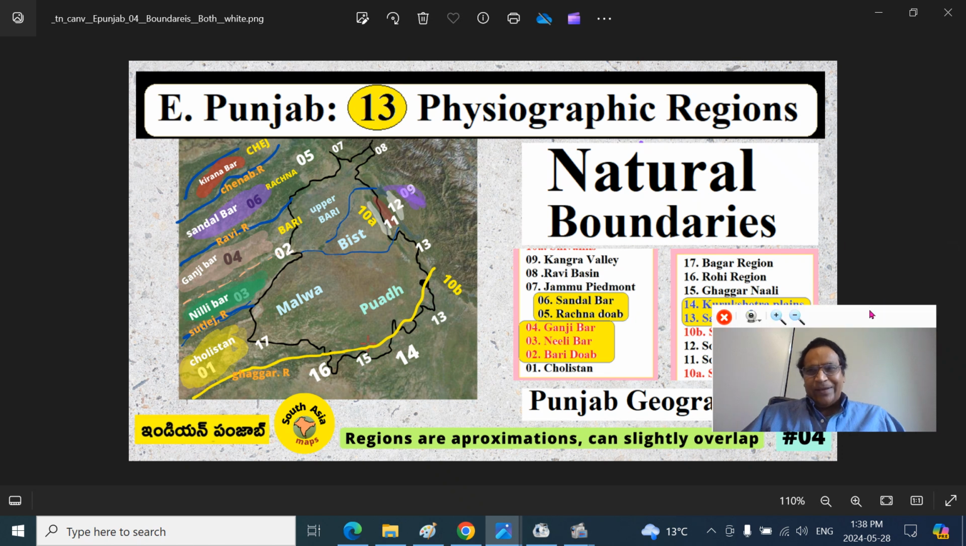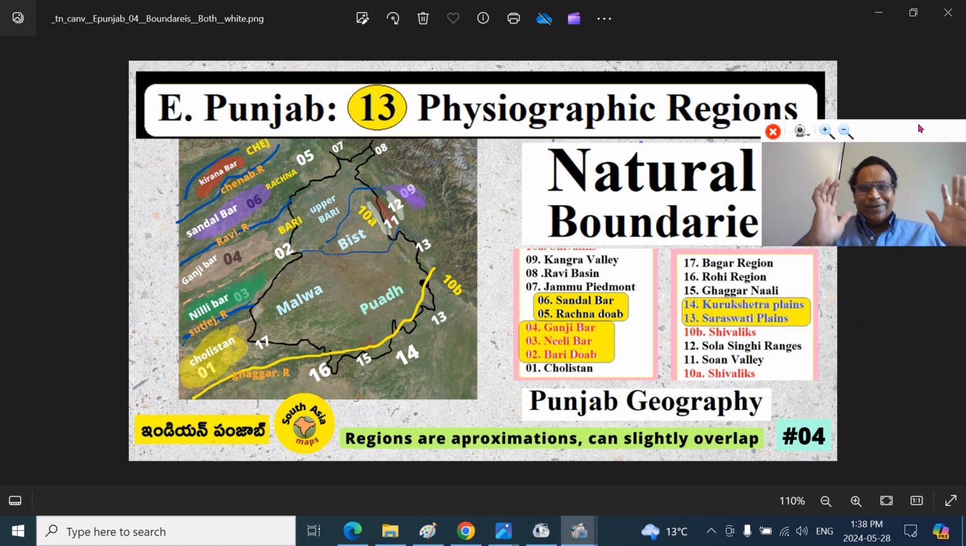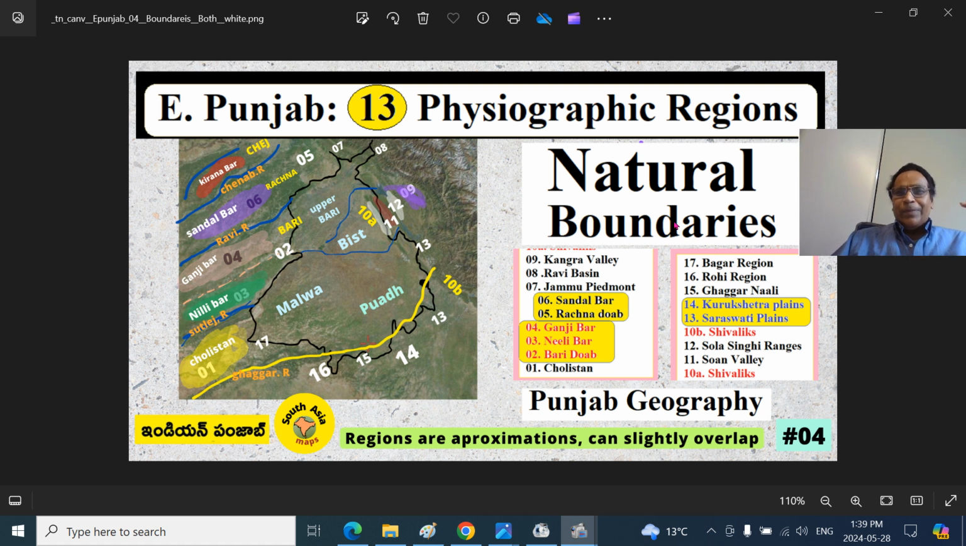We are continuing our fascinating series on Indian Punjab, or East Punjab, Purbi Punjab, that is Mashriqi Punjab. There are four Punjabs, and we are talking about the Punjabi speaking Indian Punjab, East Punjab. Part 4 of the series is physiographic regions, that is physical geography, how the land looks like: the mountains, rivers, water bodies, plateaus, plains, peneplains, and so on. The particular title is the natural boundaries.